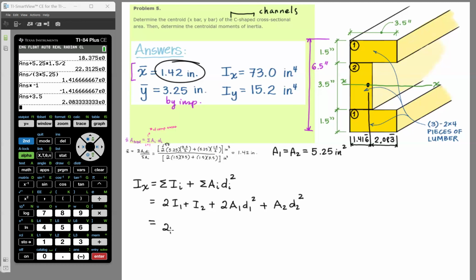Okay, moment of inertia, shape number one. We want about its own parallel axis. So that is parallel to that. Base of 3.5. We cube the 1.5. Moving on to shape number two. Just a reminder, this is a quantity, this 2 right there. Moving on to shape number two. Here is the parallel axis. And so we want to cube the 3.5. It's perpendicular to that.